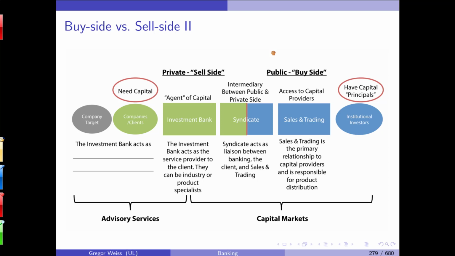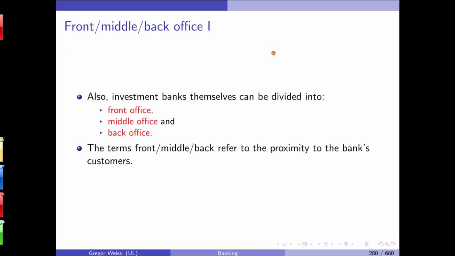We also have on the buy side our sales and trading department. And this is where we interact with institutional investors. And here we are acting as an intermediary between those two sides. And this can sometimes be done by one investment bank and sometimes by a syndicate, where investment banks will team up and do this together.